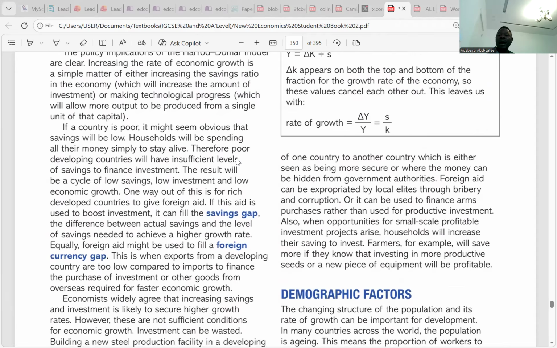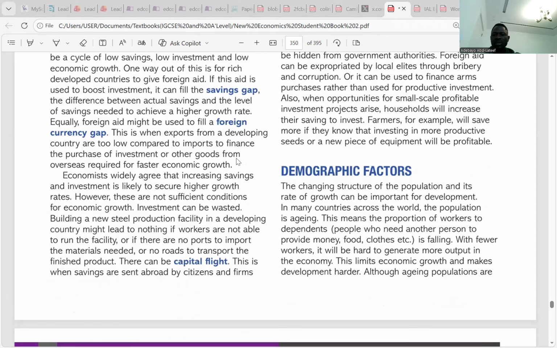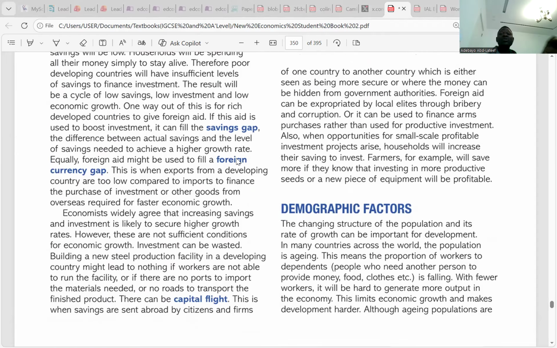Foreign aid can be appropriated by local elites through bribery and corruption, or it can be used to finance arms purchases rather than used for productive investment. Also, when opportunities for small-scale profitable investment projects arise, households will increase their savings to invest. I hope I'm not missing anything. Farmers, for example, will save more if they know that investing in more productive seeds or a new piece of equipment will be profitable. So another factor that hinders the growth of an economy is capital flight.